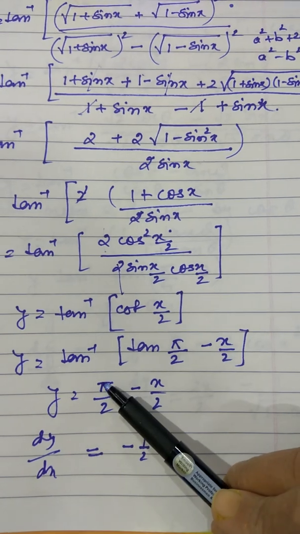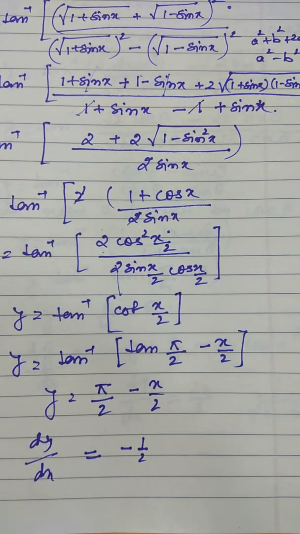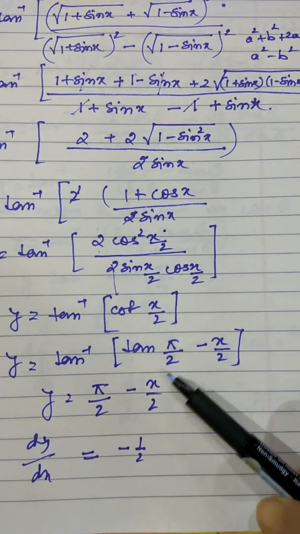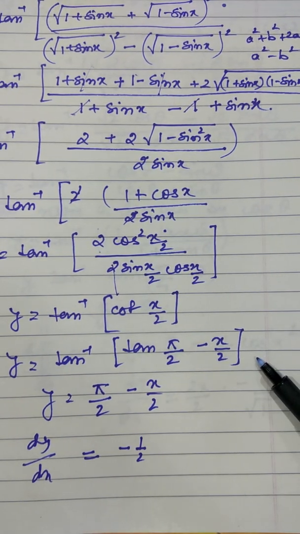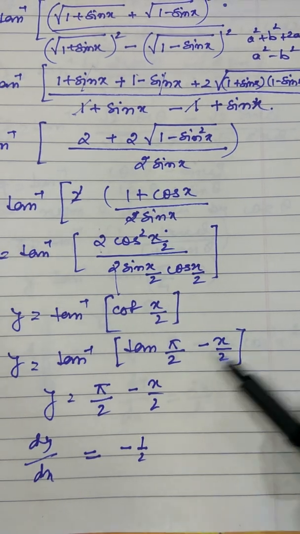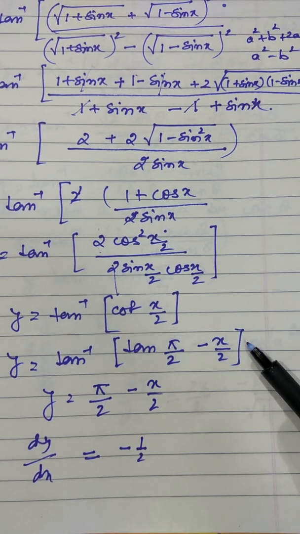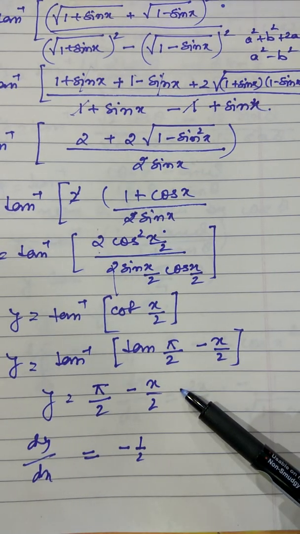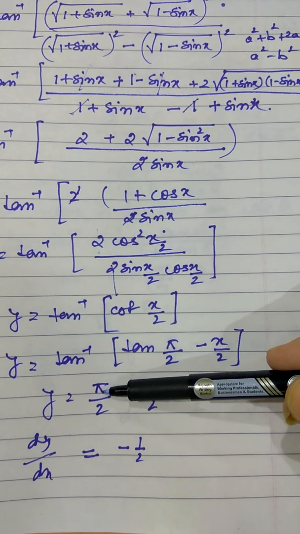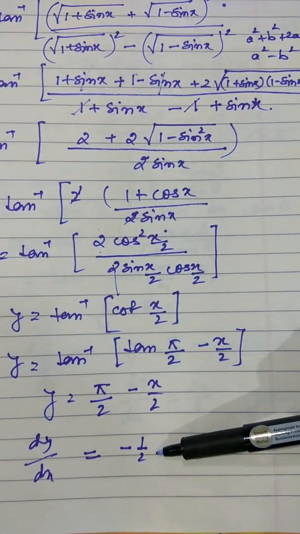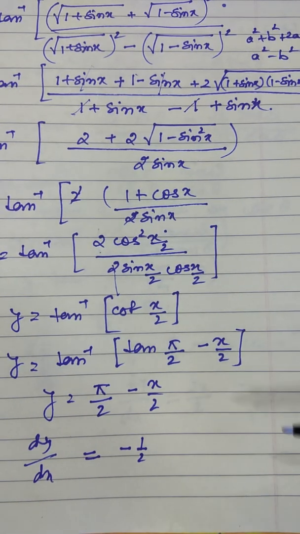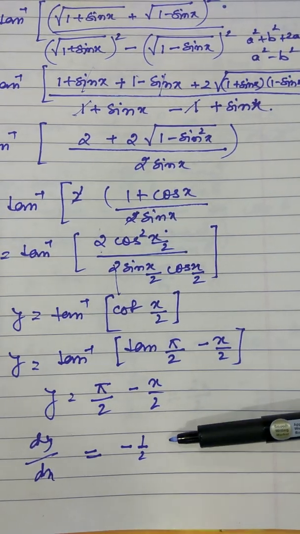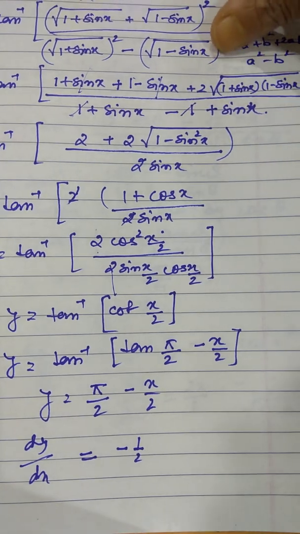Tan inverse cot x by 2. So this is tan inverse tan, because we have to get this in the form of tan. So tan inverse tan of (pi by 2 minus x by 2). Cot x by 2 is written as tan of (pi by 2 minus x by 2). So y is finally pi by 2 minus x by 2. dy by dx: pi by 2 is constant, so derivative is 0. This is minus 1 by 2. So you see, such a complicated form is reduced to such a simple form.